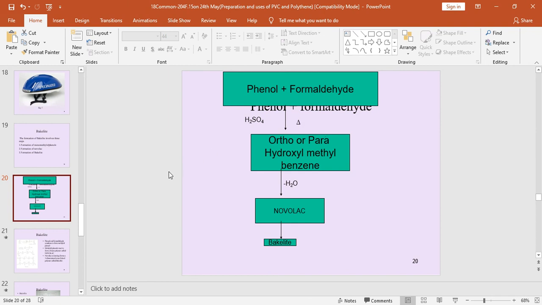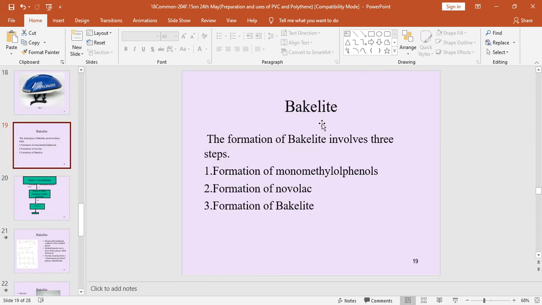See here, bakelite is another plastic. Up to now we discussed polythene and also PVC. Next is bakelite. We have only a flow diagram for preparation of the bakelite. Bakelite preparation is in three steps. First step is formation of monomethylol phenols. Second step, formation of novalac. Third step, formation of bakelite.